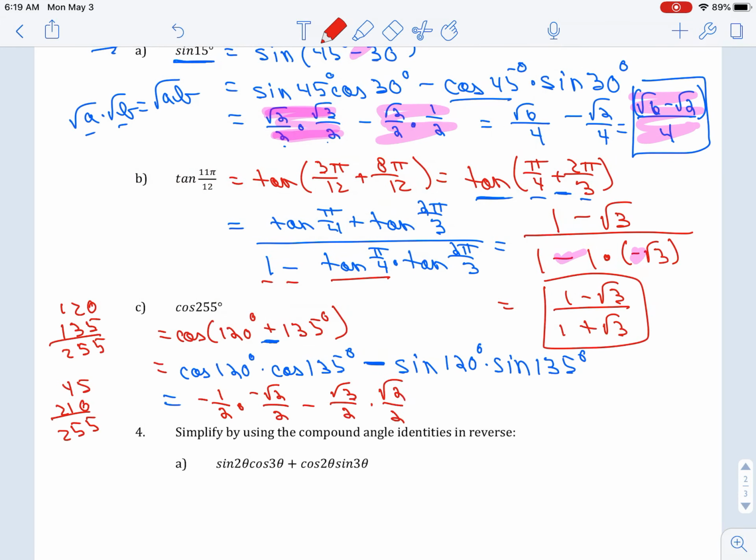There we go. Now if I multiply these two together, I have a negative times a negative, so that's going to be positive square root of 2 over 4. And then minus square root of 6 over 4. So this becomes square root of 2 minus the square root of 6, all over 4, which looks kind of familiar. We've seen something like that before.